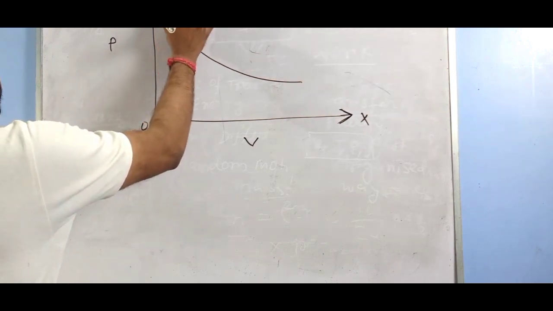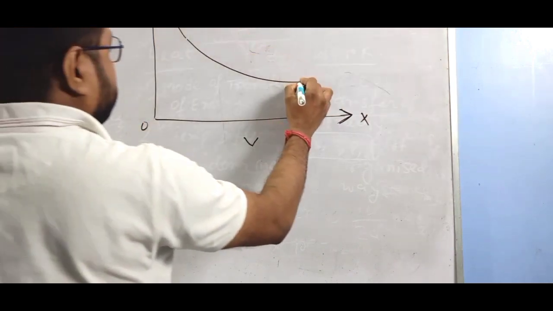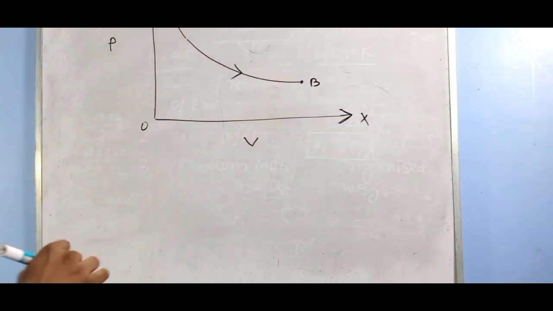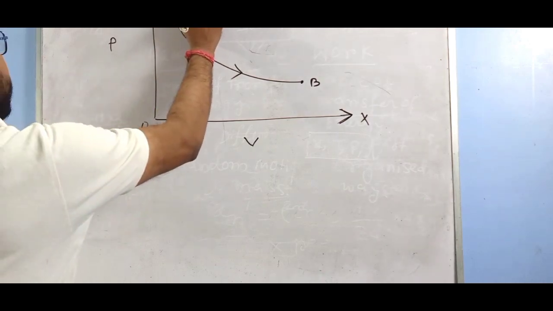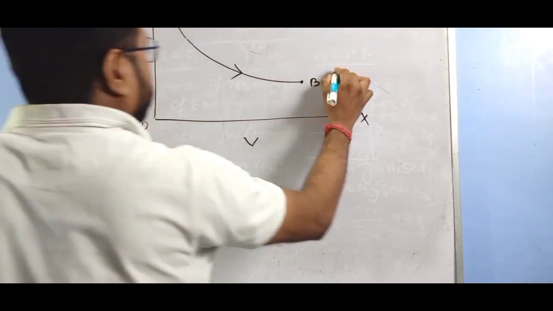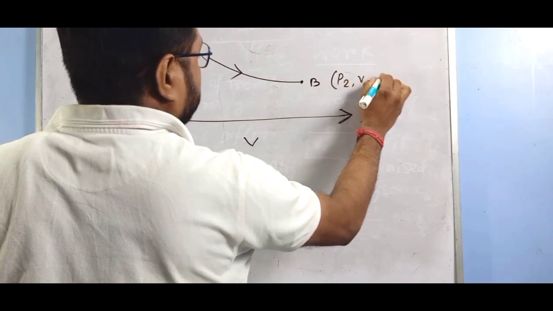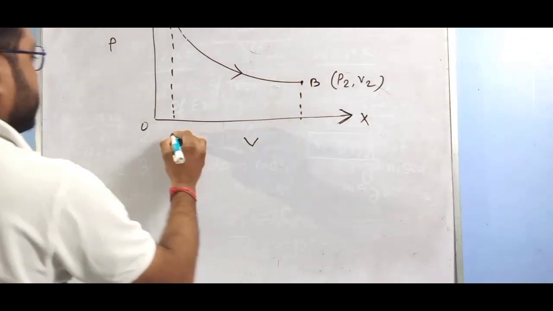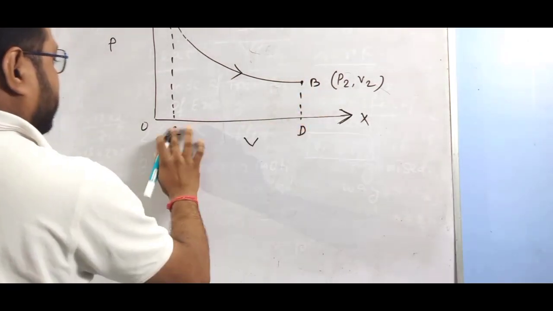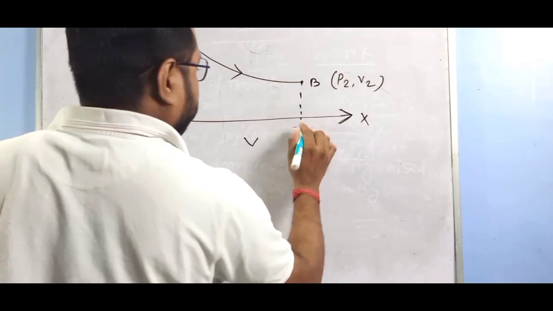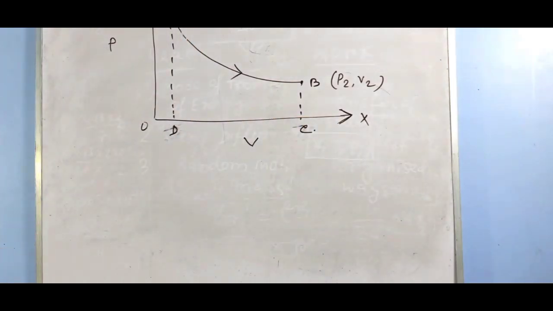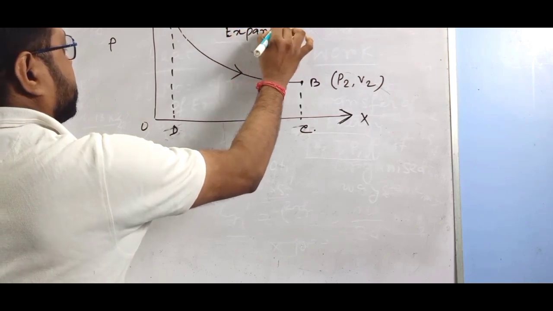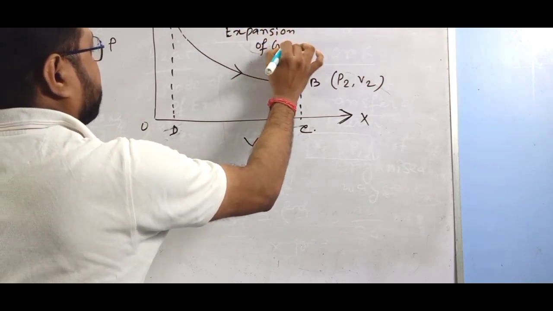Suppose this point is A where the graph is initiated, and B, and if the gas expands then its direction is from A to B. The coordinate of A is P1 V1 and the coordinate of B is P2 V2. Draw two perpendiculars, this is C and this is D. Then this is the perfect way of showing expansion of gas.